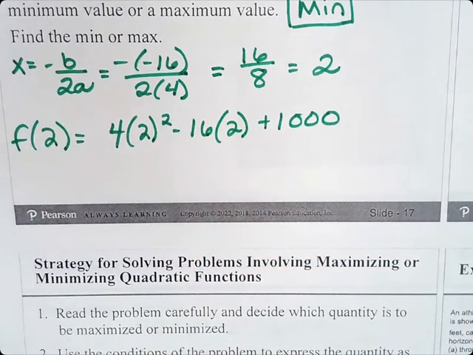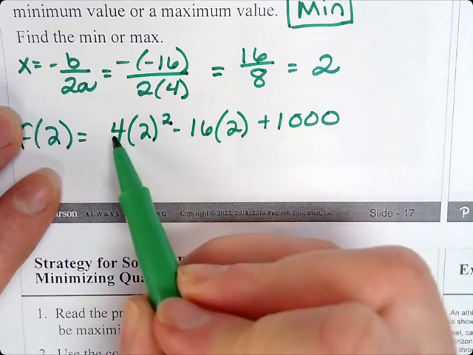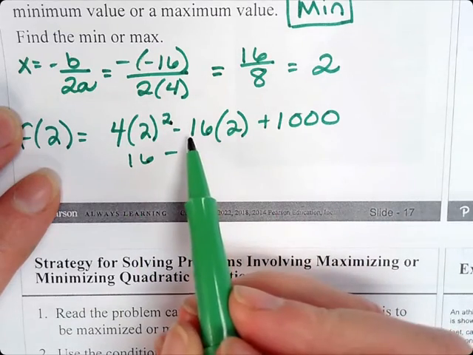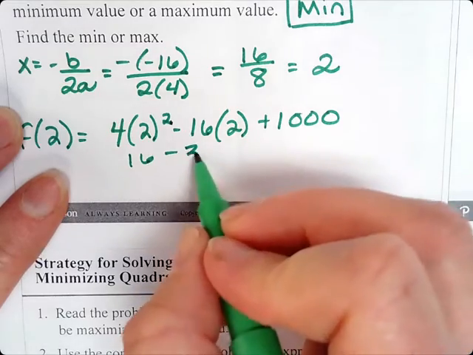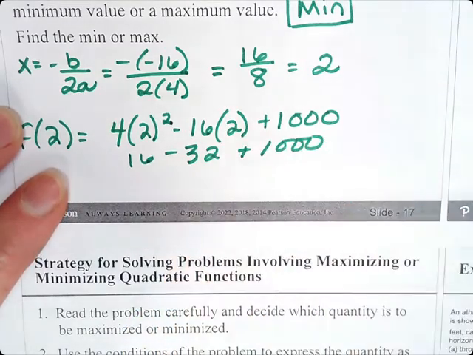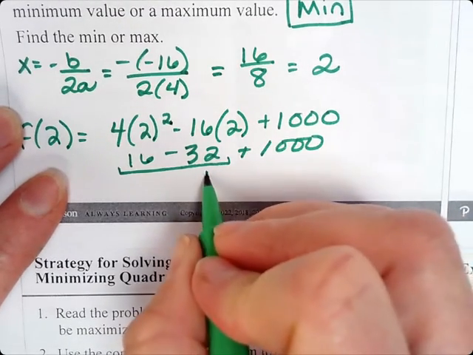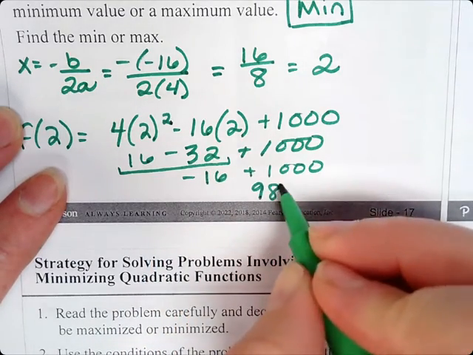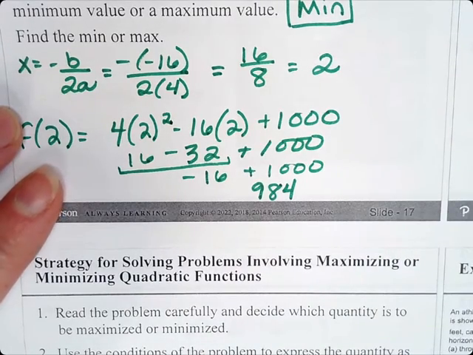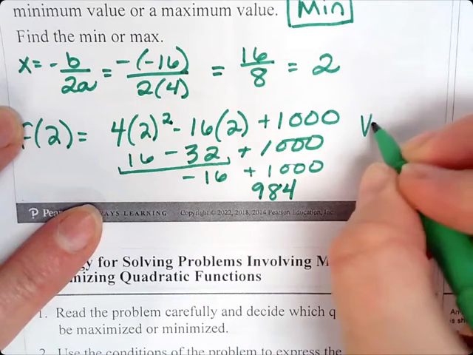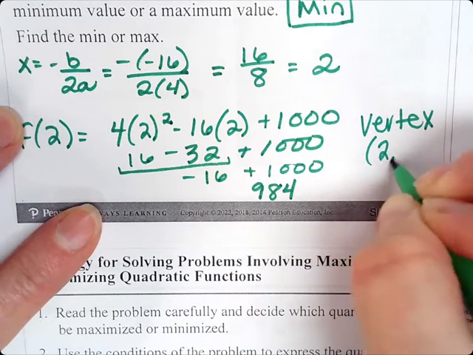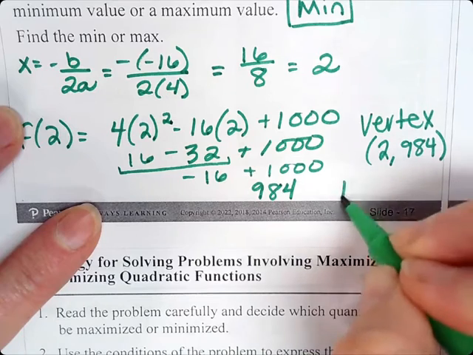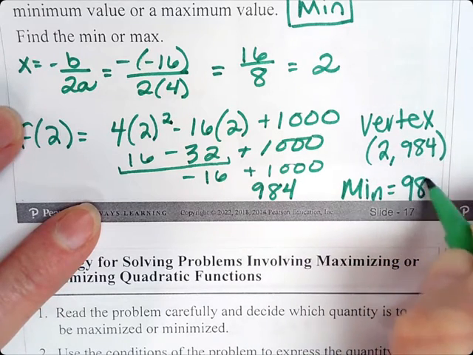So we can use our calculator to find that. 2 squared is 4. 4 times 4 is 16. 16 times 2 is 32. If I subtract these, what do I get? Yeah, negative 16 plus 1,000. And what's that? 984. Right. So that is my y value. So my vertex is (2, 984). So then my minimum is 984.